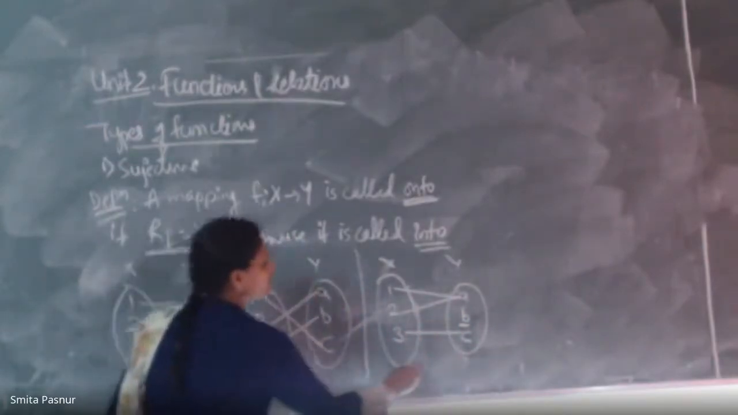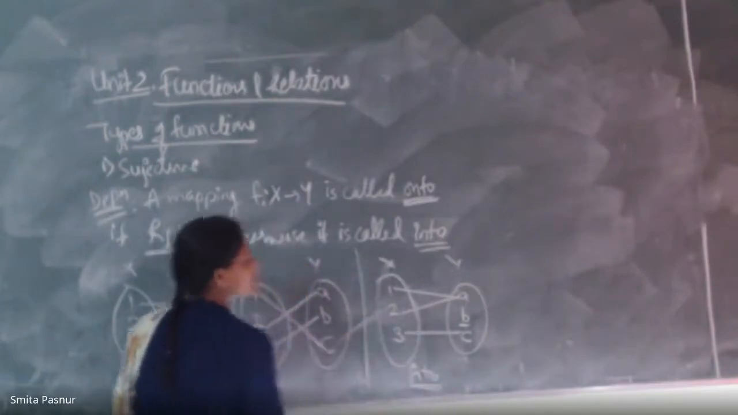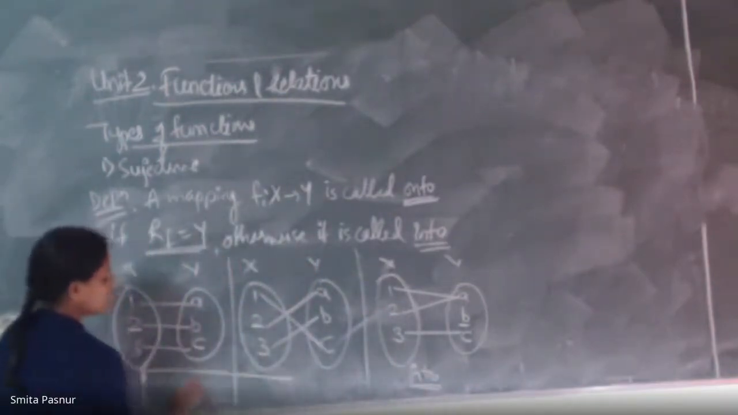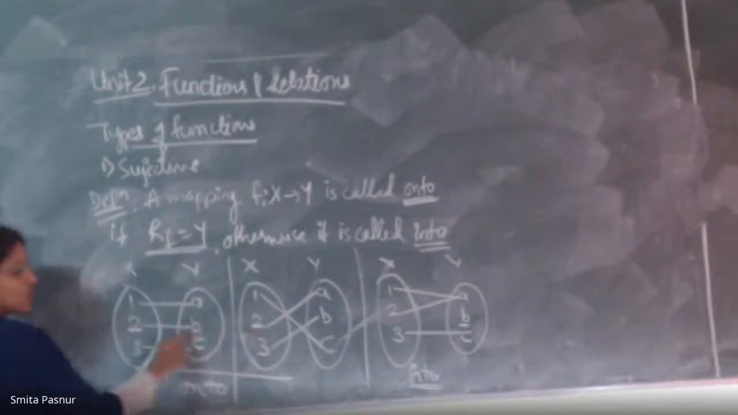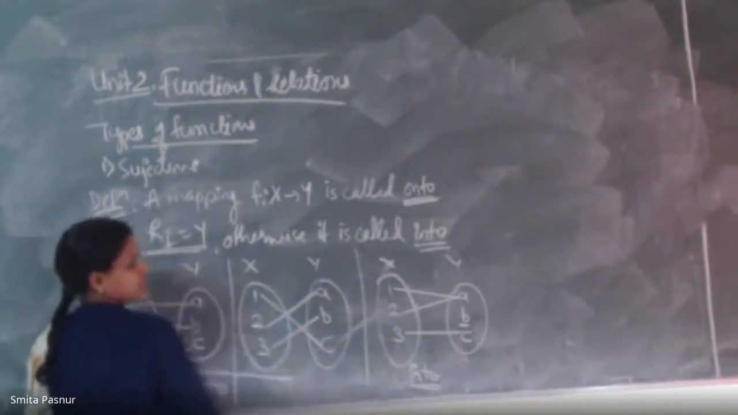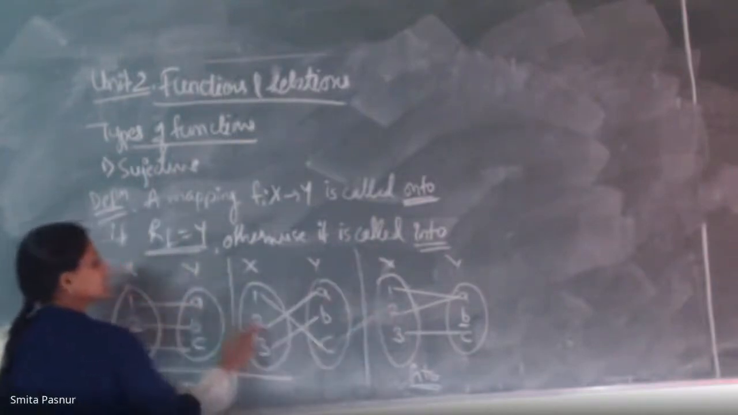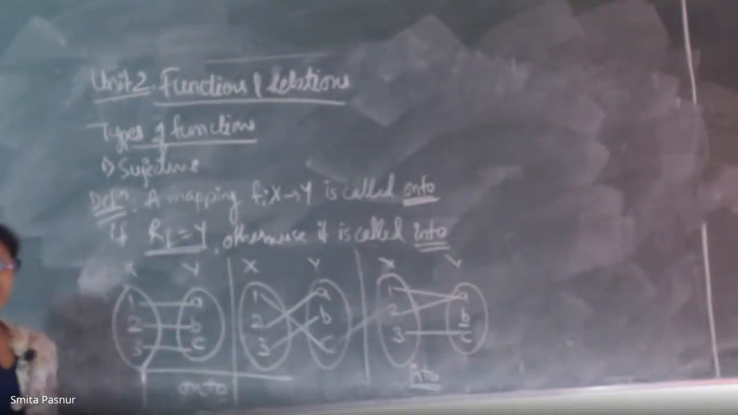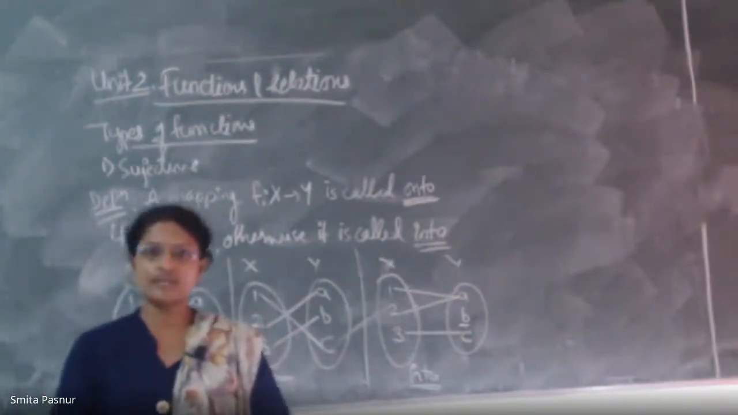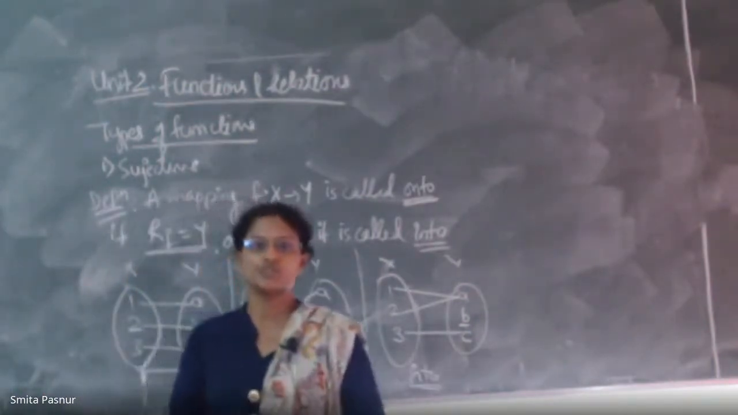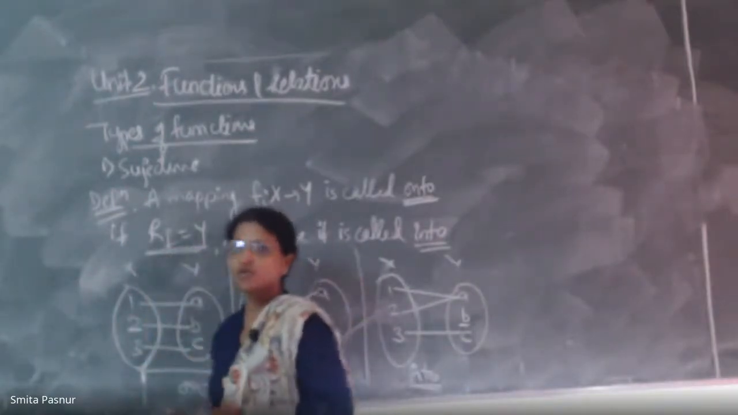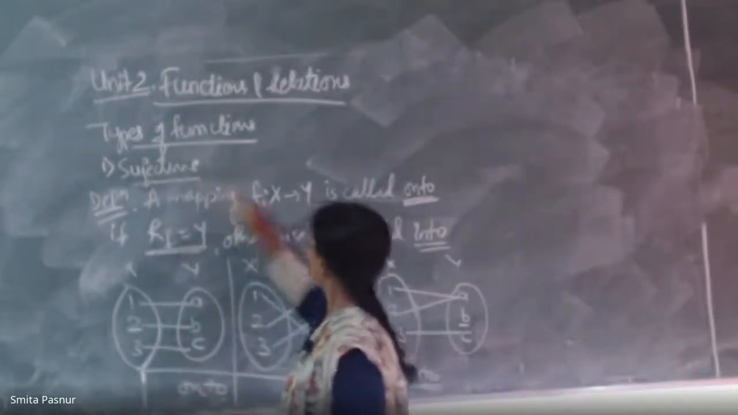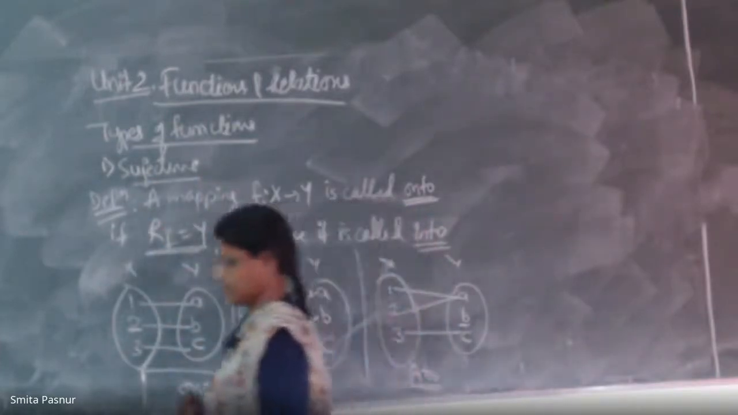So this is called into, and these are onto functions. So these two are onto. This is into. That means this is not a surjective function. These two are surjective functions. Is it clear, all of you now? Understood what is surjective? So any function whose range equals y becomes a surjective or onto function. Surjective is called onto, right?